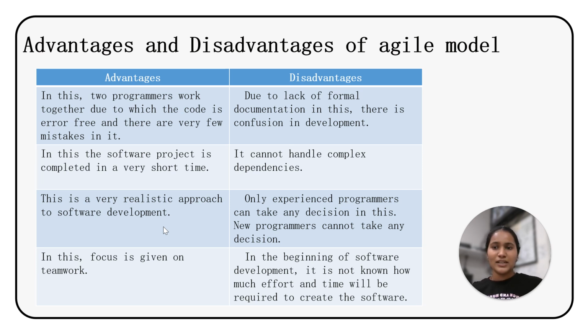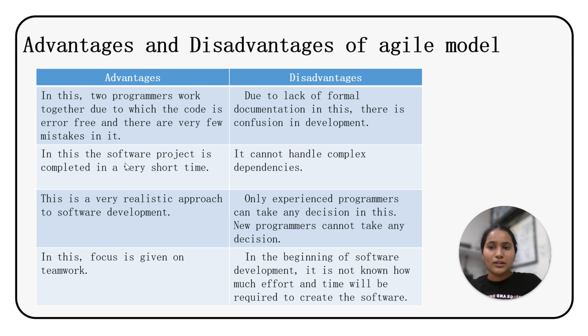Now comes the disadvantages. It cannot handle complex dependencies. Due to lack of formal documentation, there is confusion in development. It mostly depends on the customer representative. If the customer representative gives any wrong information, then the software can become wrong. Only an experienced programmer can take any decision in this. New programmers cannot take any decision. In the beginning of the software development, it is not known how much effort and time will be required to create the software.